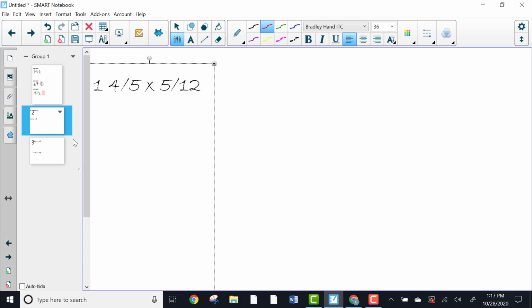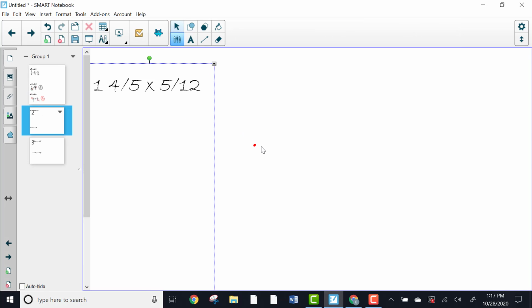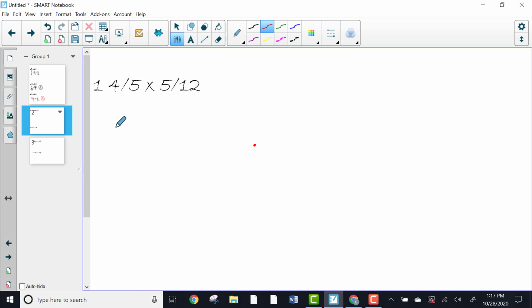All right, now we're going to take a look at multiplication when we have a mixed number and just a regular fraction. The first thing you need to do, I like to write it out: 1 4/5. Let's do this with me, times 5/12. So the 1 4/5, we need to change that to an improper fraction. We cannot multiply, for example, 4 times 5 and then 5 times 12. We have to change this into an improper fraction. Multiply the denominator by the whole number, add the numerator, so that's 9/5 times 5/12.